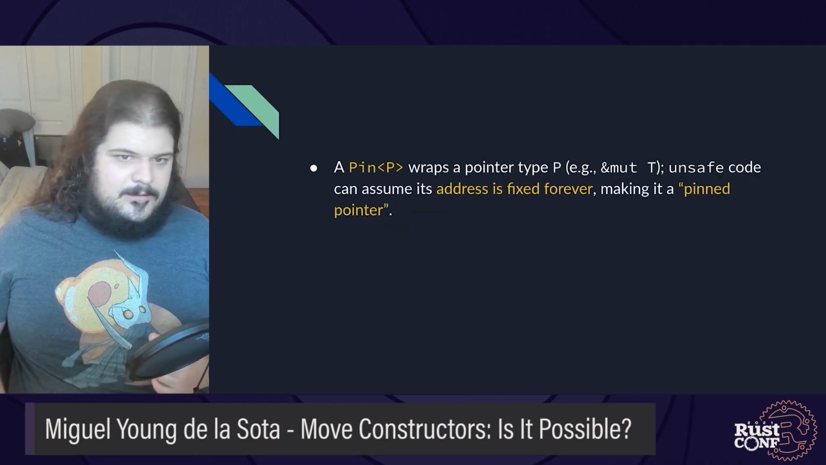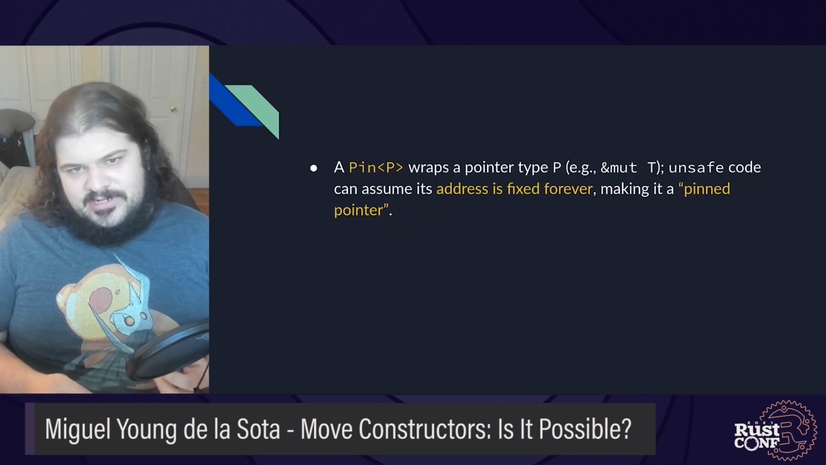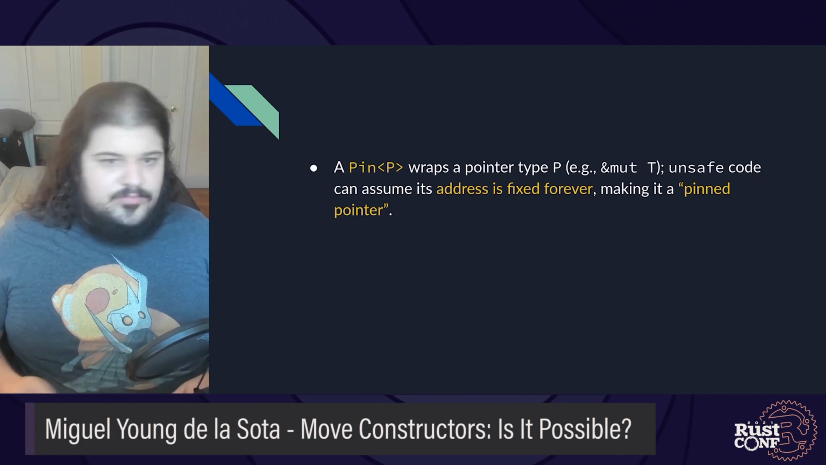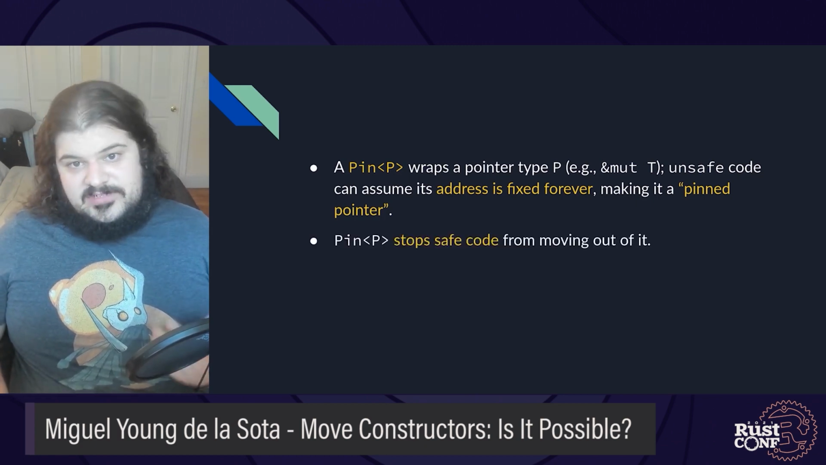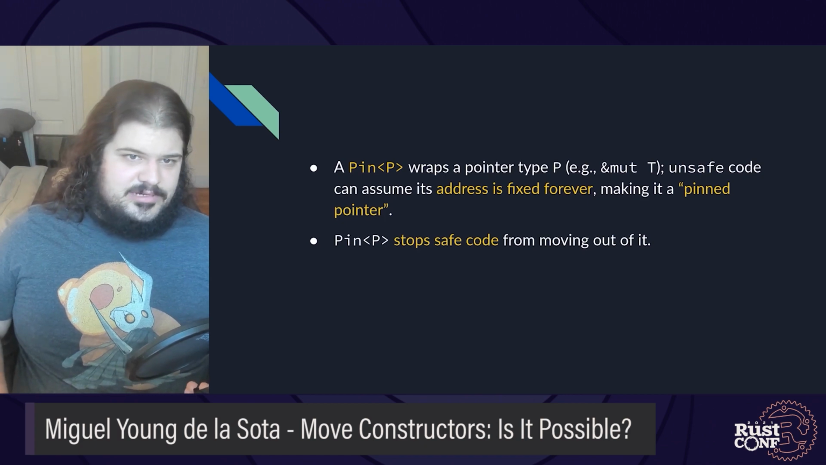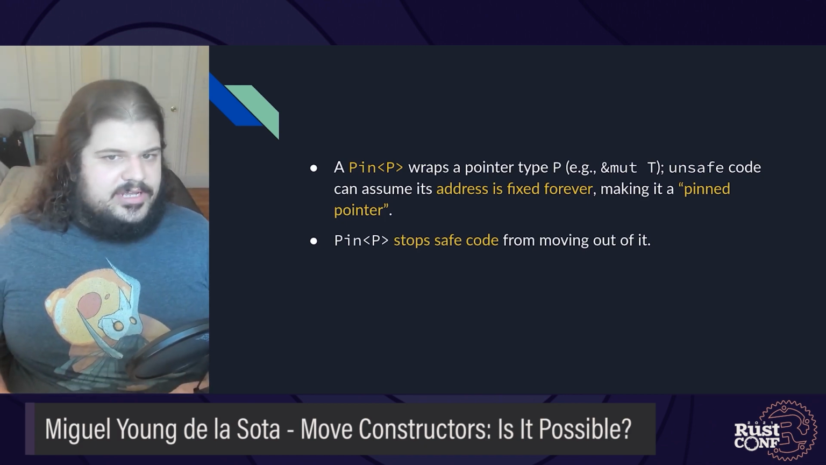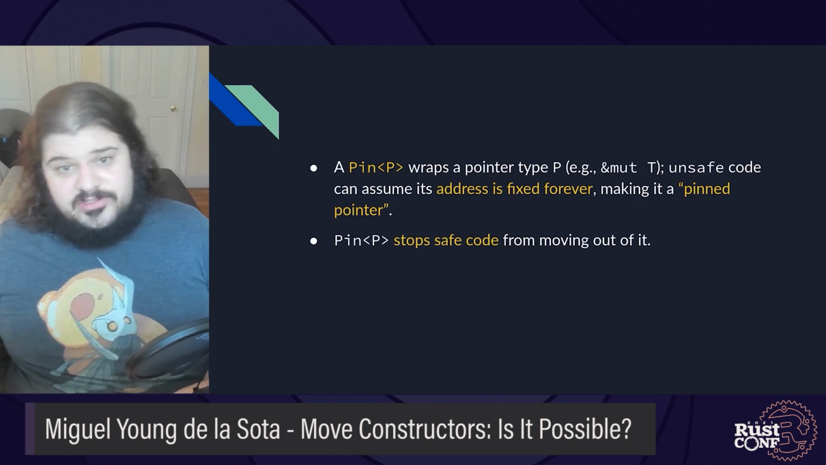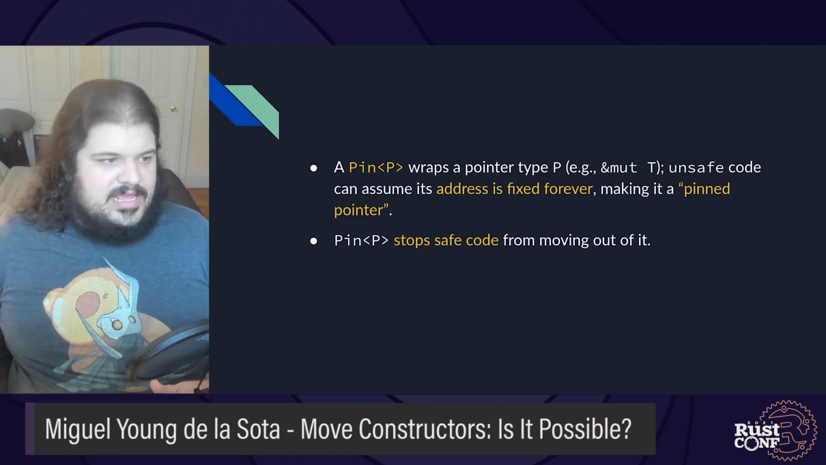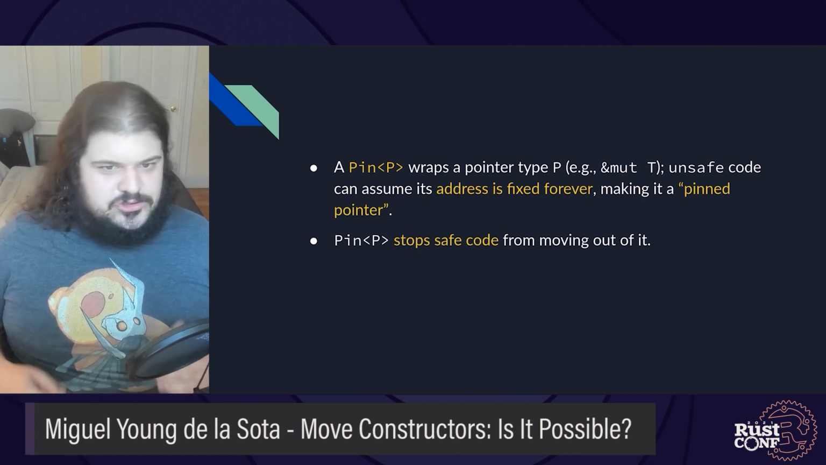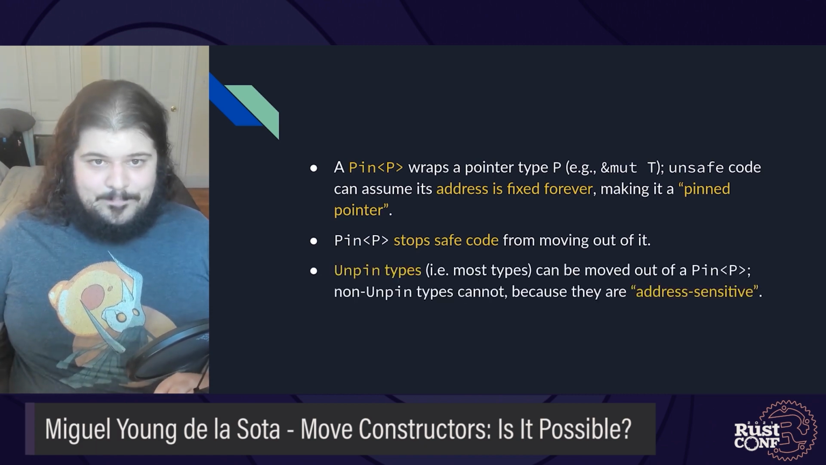Pinned pointers. Pin wraps up a pointer type so that unsafe code, like our get function, can assume it never moves. Moreover, it stops safe code from accidentally moving its pointee. Safe code can still do whatever it wants without hurting unsafe assumptions. In general, this means that you can't get a mutable reference into the thing behind the pinned pointer. You can only get immutable references because you can't swap or replace out of those.